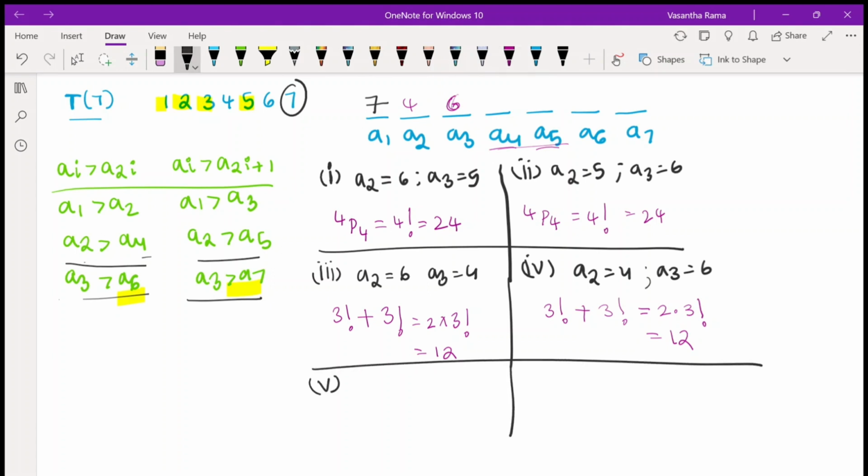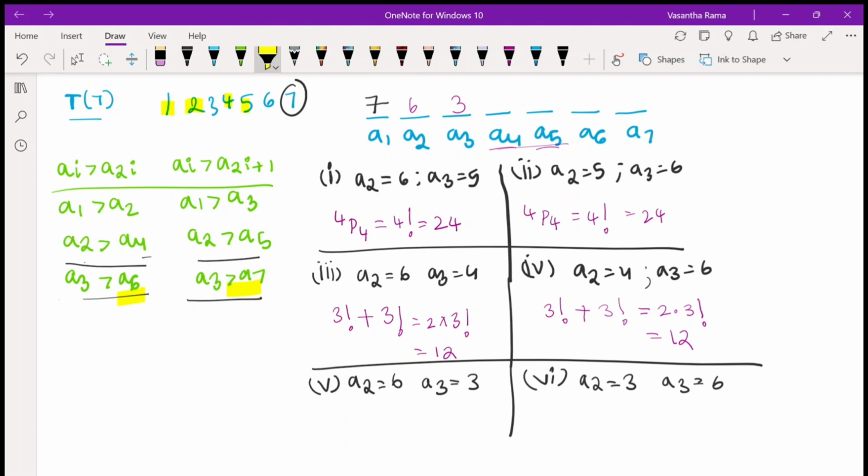Moving on to the 5th case, let A2 be equal to 3 and A3 be equal to 6. In this case, let's write that down again. 1, 2, 3, 4, 5, right? So the digits that we have would be 1, 2, 4 and 5.